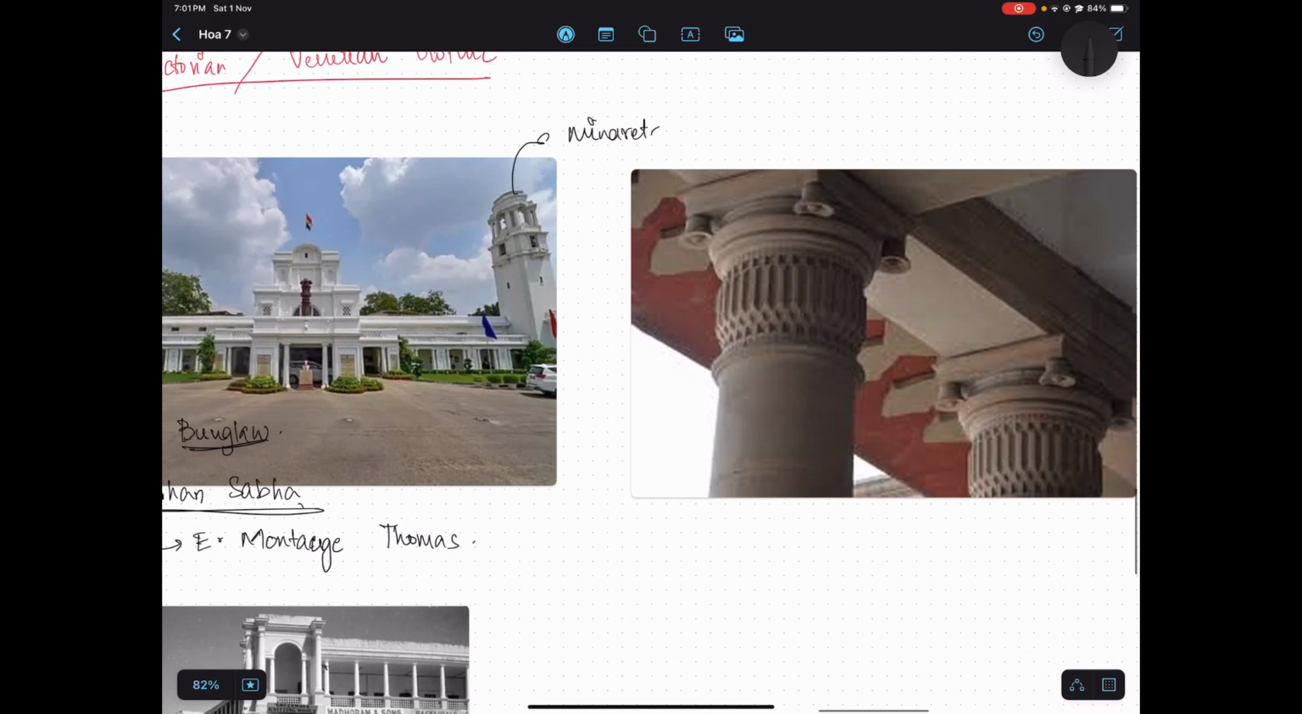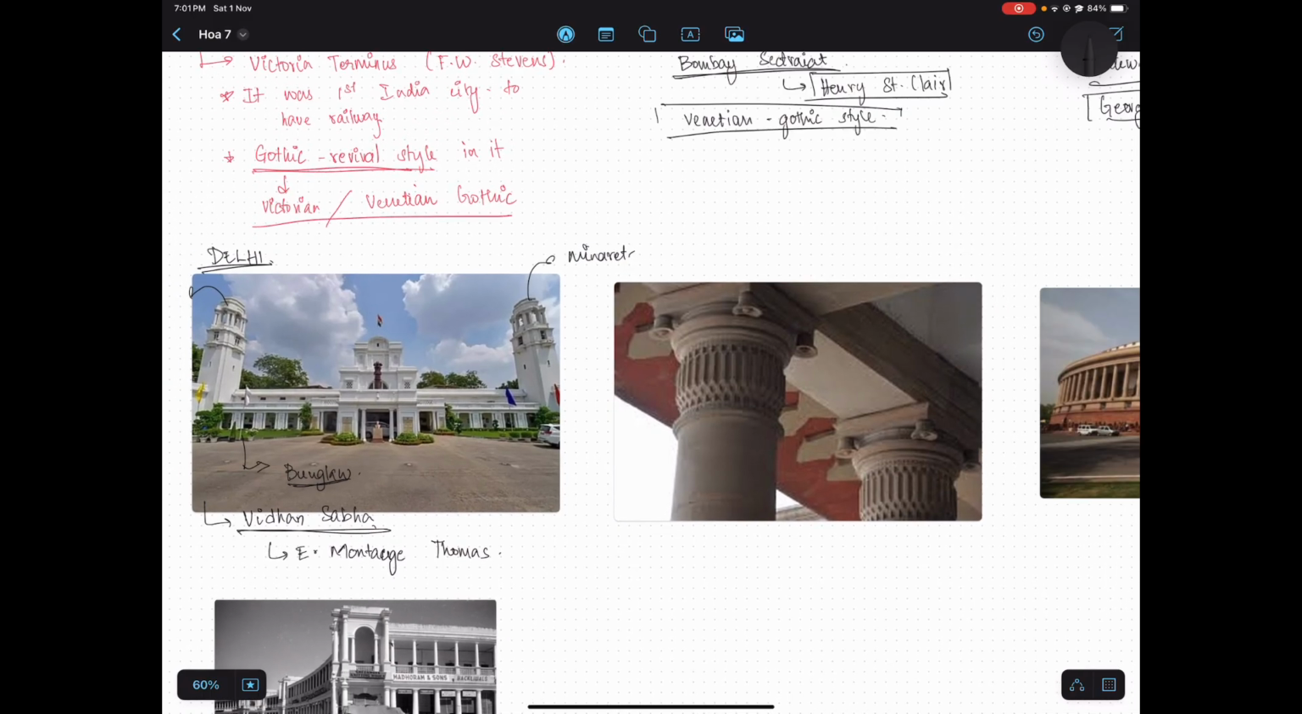Then once the British Empire defeated the Marathas and took over Delhi, it made Delhi their capital. Like it shifted from Kolkata to Delhi, the capital, and they named it New Delhi. And the city was planned by Edward Lutyens, and he designed a lot of structures in Delhi.